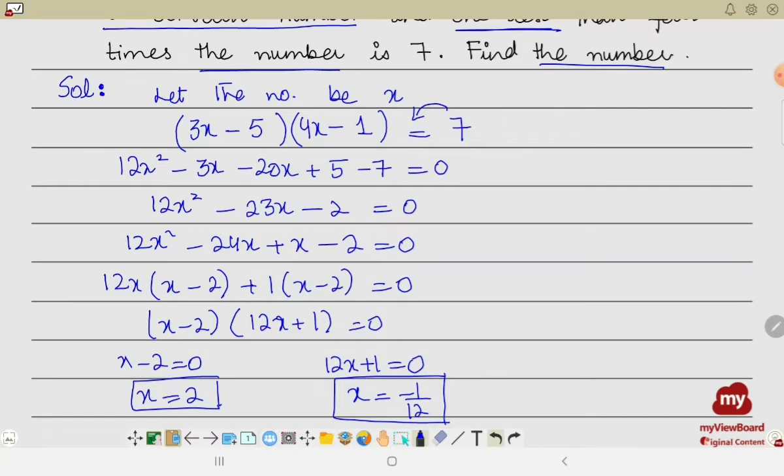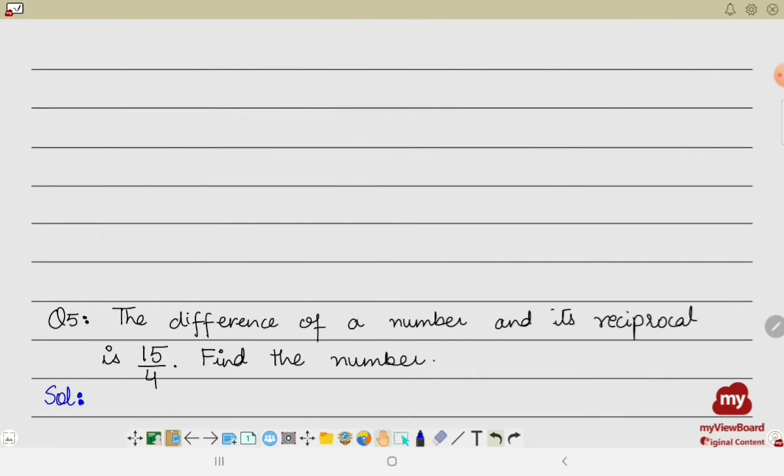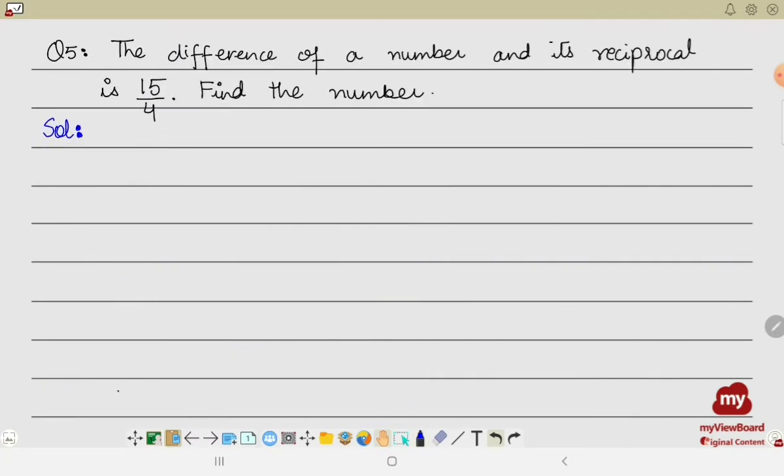So let's solve the next part, next question. Okay. The difference means you have to do the subtraction. The difference of a number and its reciprocal, find the number. So again, they are talking about one number and the whole condition is applied on that number. So let the number is x. The difference of a number and its reciprocal.